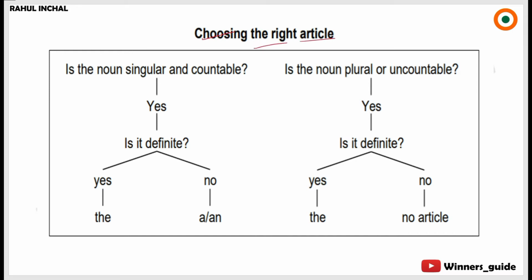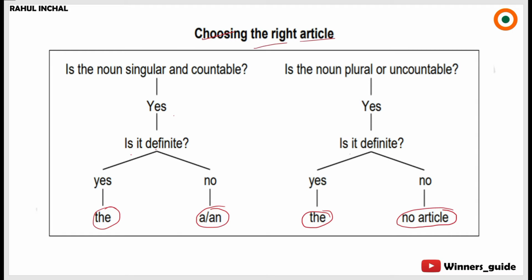Okay. Is the noun singular and countable? If yes, is it definite? Okay. If it is definite, we use the. If it is not definite, we use a or an. Is the noun plural or uncountable? If yes, is it definite? If yes, we use the. If not, we use no article whatsoever. Now, this might be confusing you, but let's move on to the next slide so that it makes more sense.